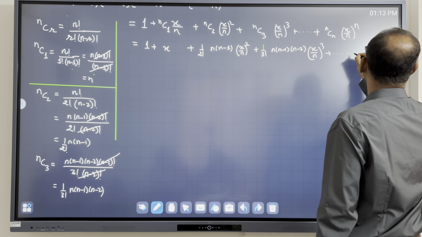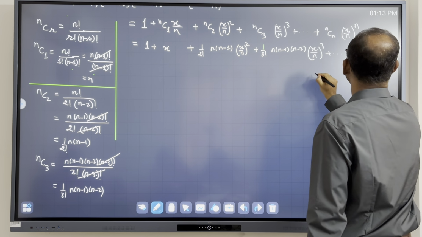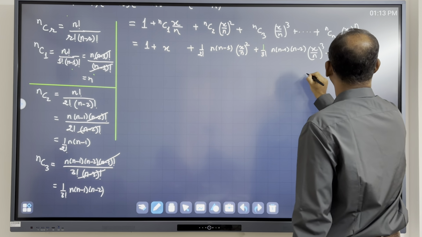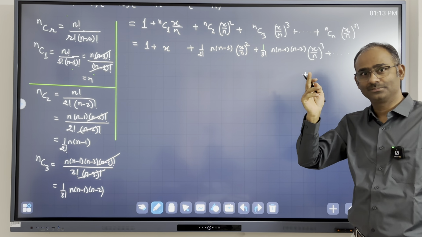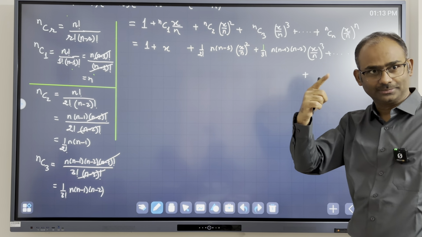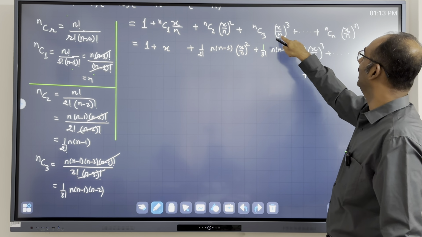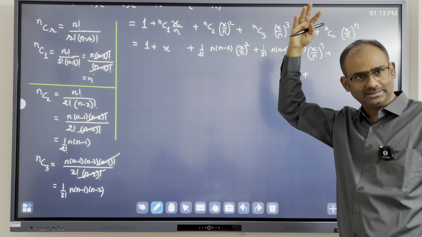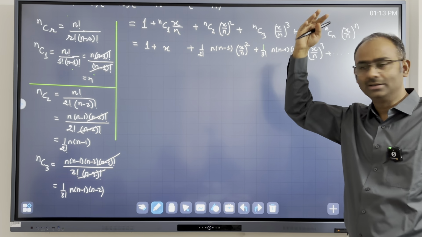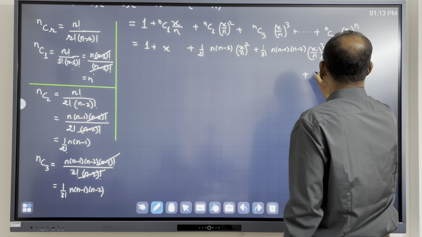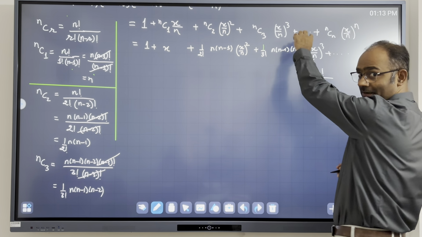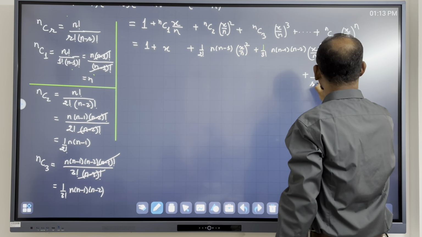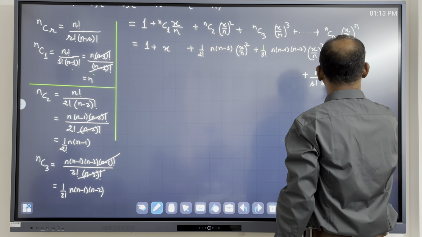Dot dot dot plus, let me write a term in between which is NCR. The rth term, the term which will have x over n to the r, whatever r is. You are fine with r? So it will be n factorial, because it will have NCR. NCR will be r factorial over n minus r factorial. Agreed?